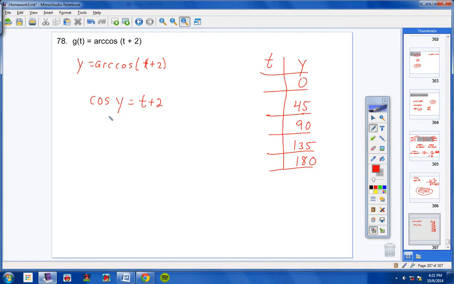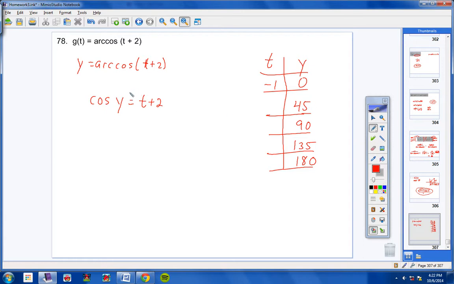So I'm going to grab my calculator real quick, and I'm going to put a 0 in for y, okay? So the cosine of 0 is 1. So I have 1 equals t plus 2. Now bring the 2 over, make it a negative 2, and you get negative 1 equals t. So there's t. When y is 0, t is negative 1. Or you can say when t is negative 1, y is 0.